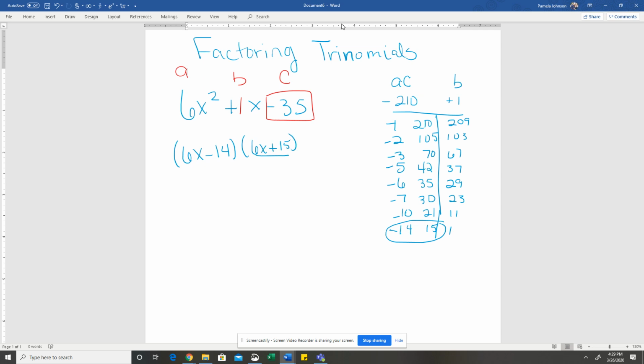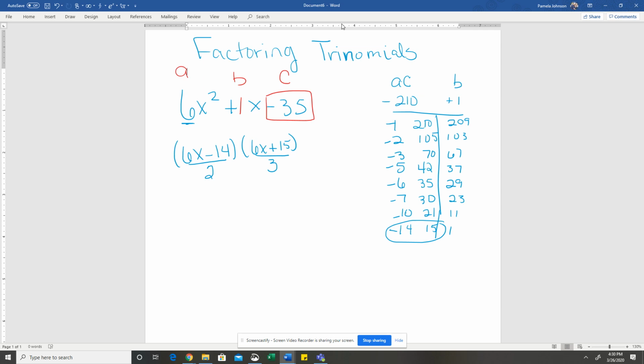And we look for the common factor for each binomial. So for 6 and 14, my common factor is 2. For 6 and 15, my common factor is 3. And if you remember, these two common factors need to multiply to give us the original a value of 6. So 2 times 3 gives us 6.